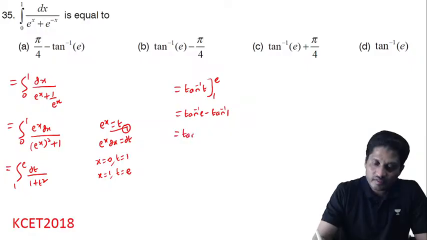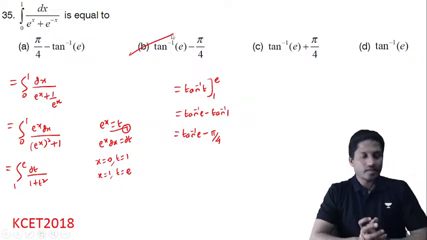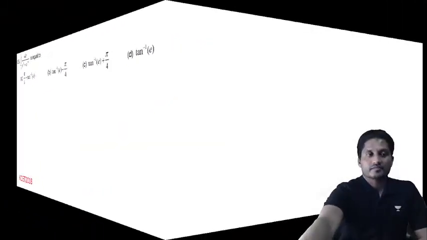Tan inverse of e, tan inverse of 1, okay. Answer is option B. Let's move to the next question.